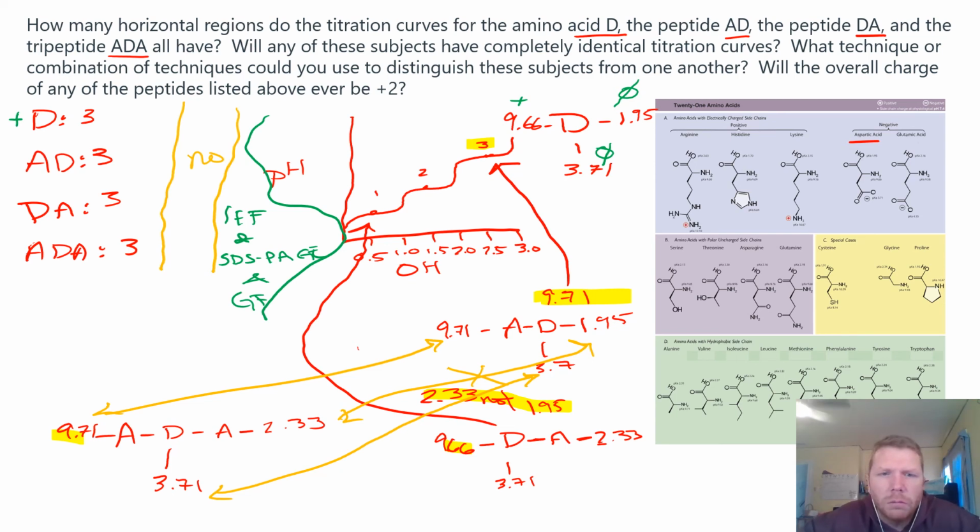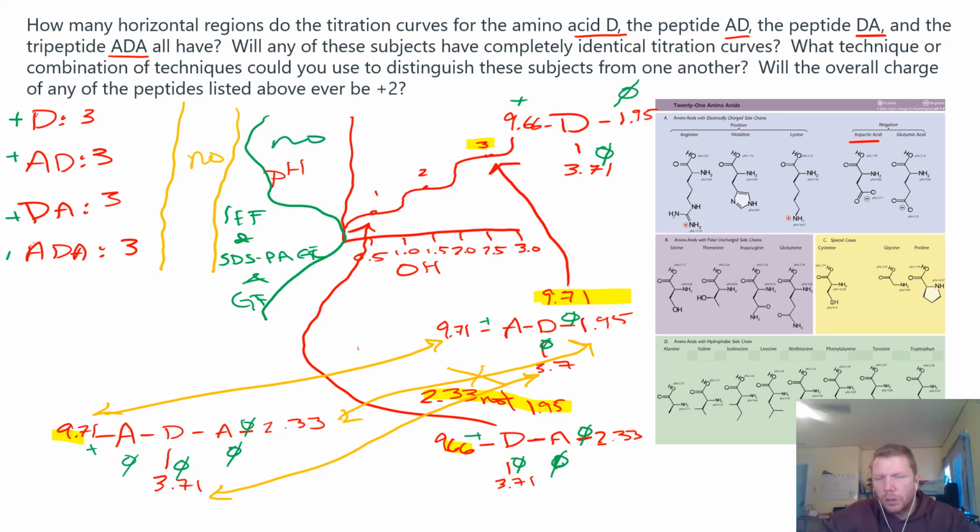AD, okay, well again, we've got a positive, neutral, neutral, so that can be +1. DA, this is going to be a positive, neutral, neutral, because that's not ionizable, neutral, so that's +1. And now ADA, okay, so that's +1, neutral, neutral. I'll keep a running tally of the R groups, and neutral. So all of these are going to be +1. So my answer to this question is no.